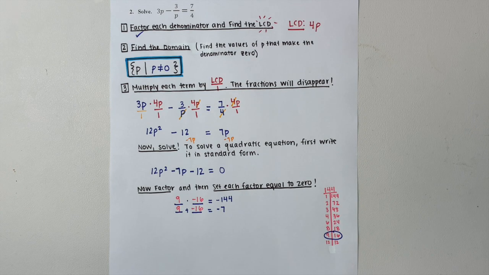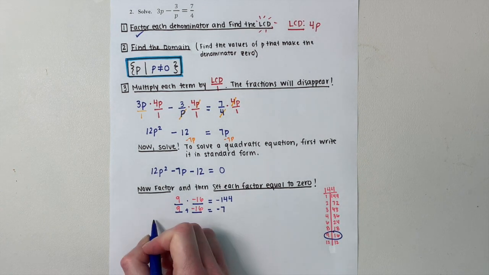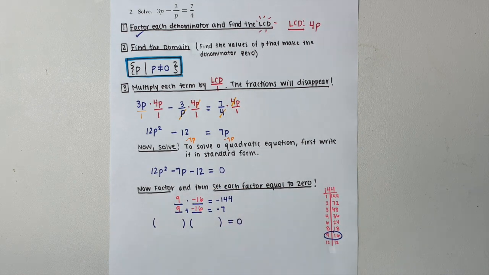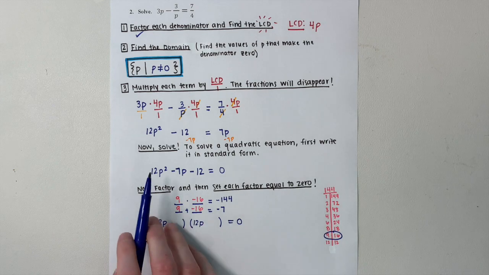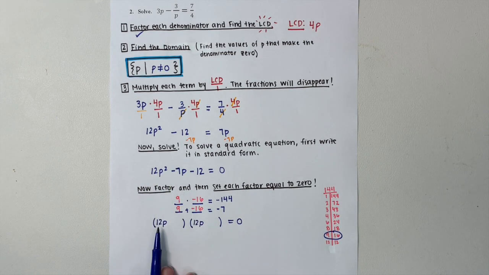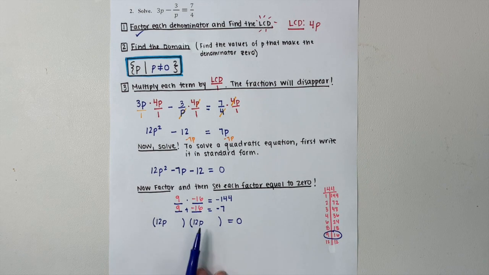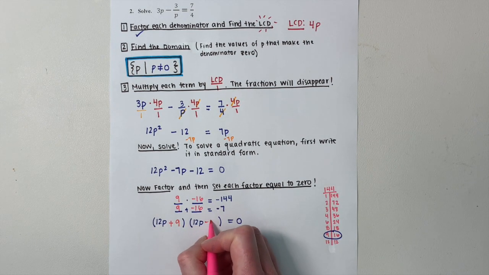The approach that I use, once you find these two numbers, is to draw our two sets of parentheses and make sure to include the equal 0. Since this is a 12p squared, we're going to put a 12p here and a 12p here. If this were an 8p squared, we'd put an 8p and an 8p. If this were a 7p squared, we'd put a 7p and a 7p, and so on. Then we insert these two pink numbers in the blanks. So we'll put a positive 9 in one blank and a negative 16 in the other.